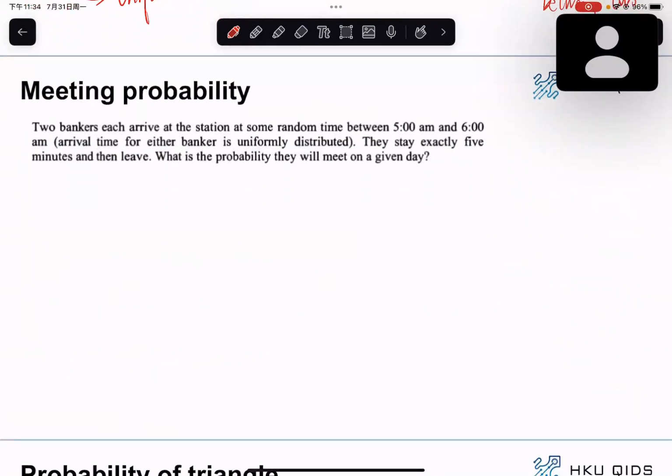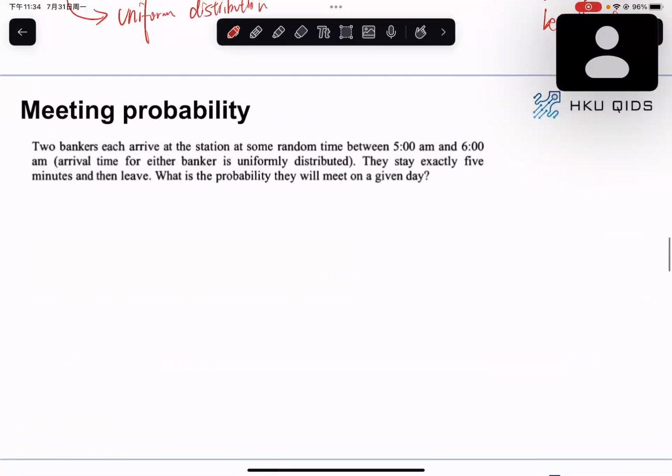So now let's come to the questions. The first question today is called the meeting probability. Two bankers each arrive at the station at some random time between 5 a.m. and 6 a.m. The arrival time for either banker is uniformly distributed. They stay exactly 5 minutes and then leave. What is the probability they will meet on a given day?